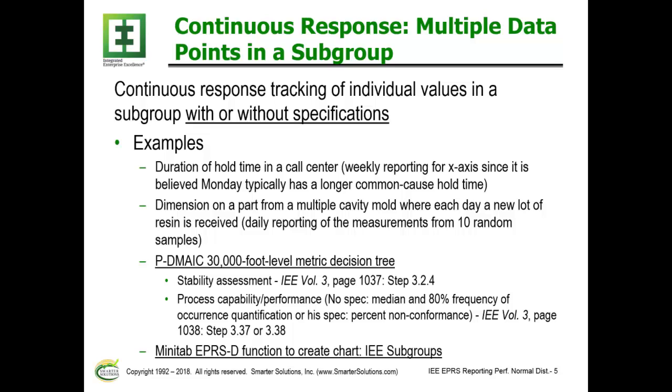So therefore we're going to have daily reporting. We might have 10 random samples. Now again, we've got to check for stability and capability. So for this particular scenario, the stability assessment would be as described in step 3.2.4, and the capability could be in steps 3.3.7 or 3.3.8. The Minitab function to create the chart is IEE subgroups.